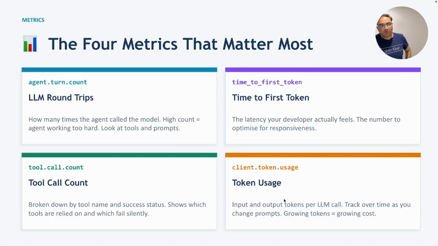With that, you have seen the metrics which show turn count, how many times it goes here and there, the time it took to produce the first token, total tool count, and total token usage as well, which gives you more confidence.